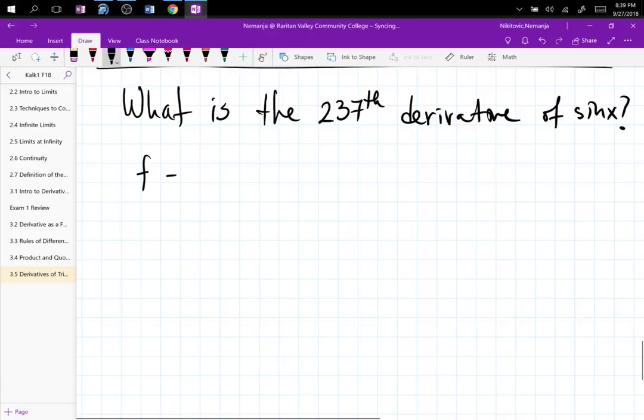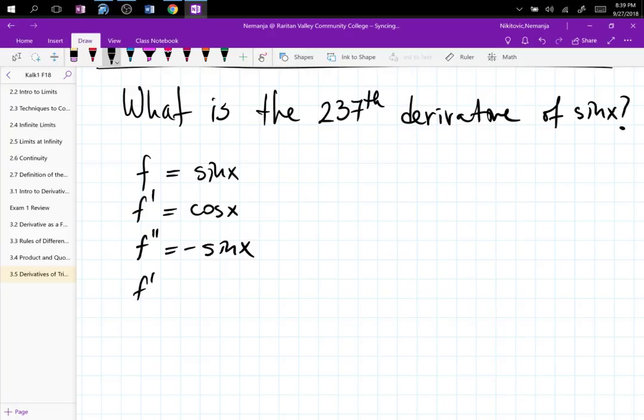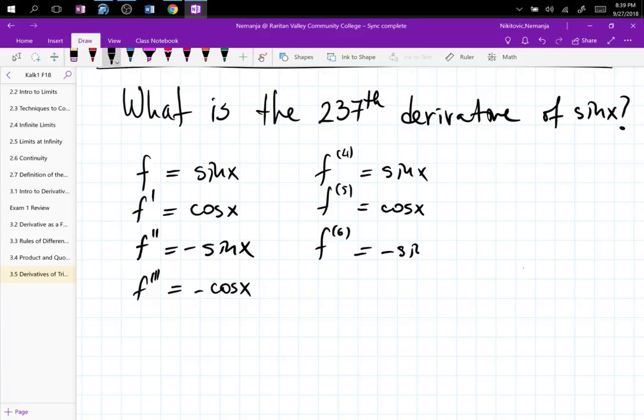So, function f of x is sine x. The first derivative is cosine x. The second derivative is negative sine x. And the third derivative is negative cosine x. And now, when you take the derivative of cosine, you get negative sine, and then there is this negative, so it makes a positive sine. And that's the same as this. So the fourth derivative is sine x. And then the fifth derivative is cosine x. The sixth derivative is negative sine x. And the seventh derivative is negative cosine x. And then the eighth derivative immediately is going to be again sine x. It's a cycle of four.